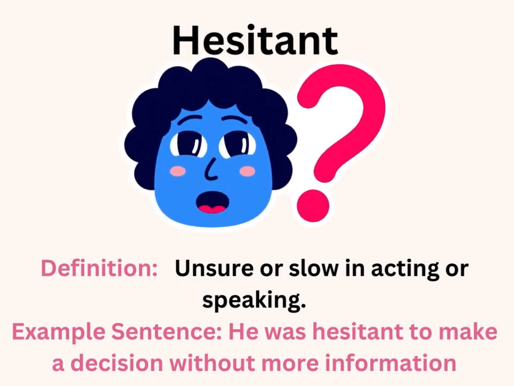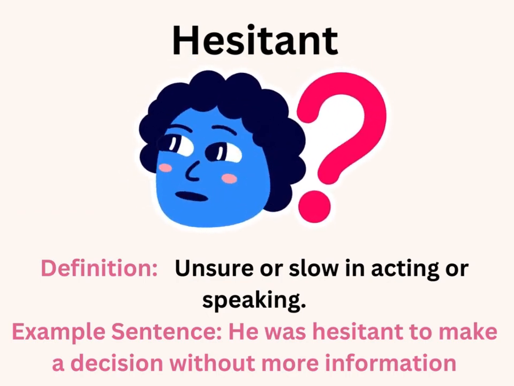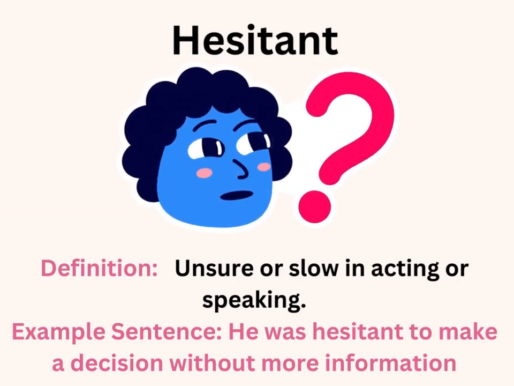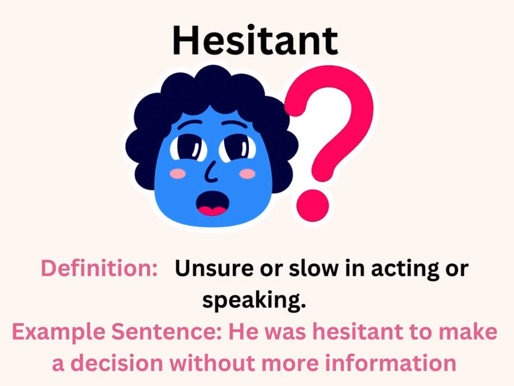Word: hesitant. Definition: unsure or slow in acting or speaking. Example sentence: he was hesitant to make a decision without more information.